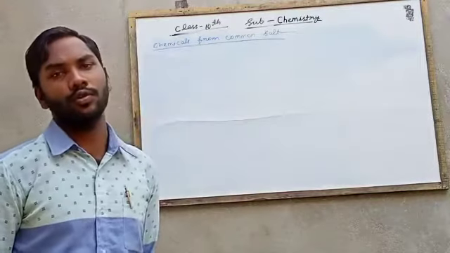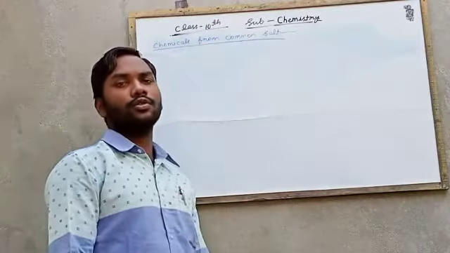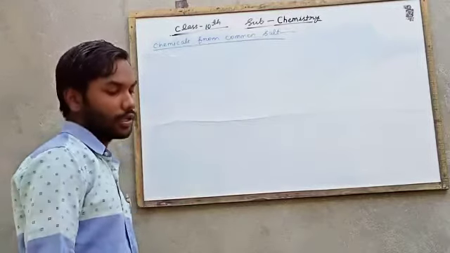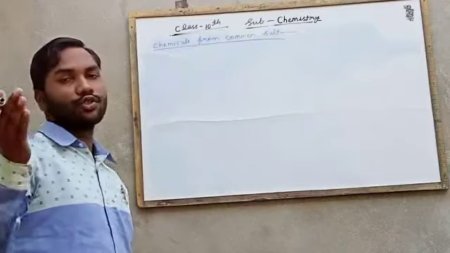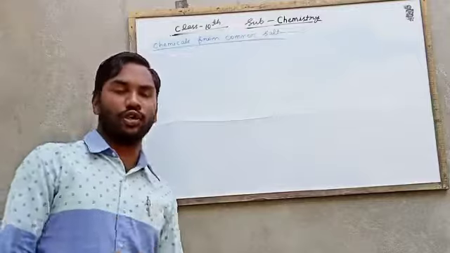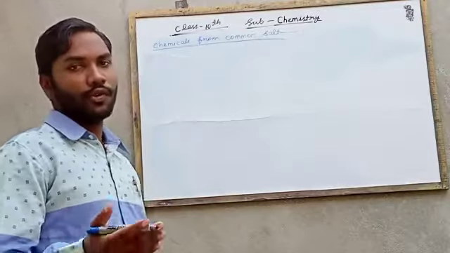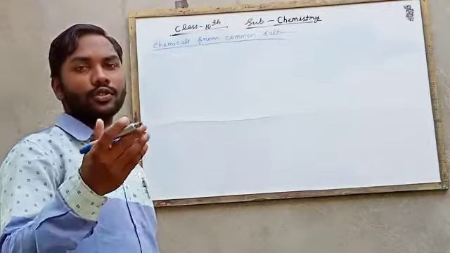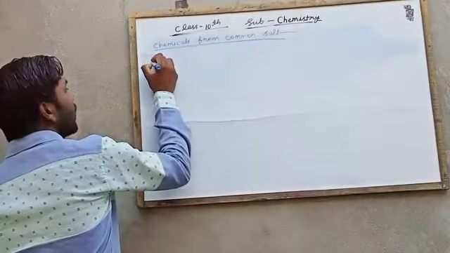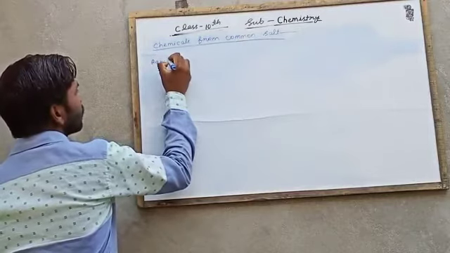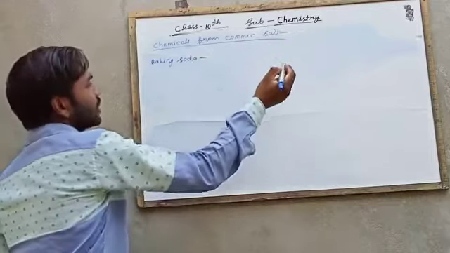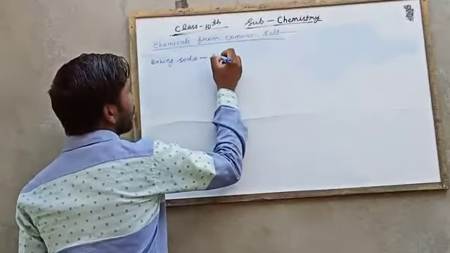In the previous video, we discussed some chemicals from common salt like caustic soda and sodium carbonate, washing soda. Today we are going to discuss some more chemicals from common salt, like baking soda. This is also known as sodium hydrogen carbonate.